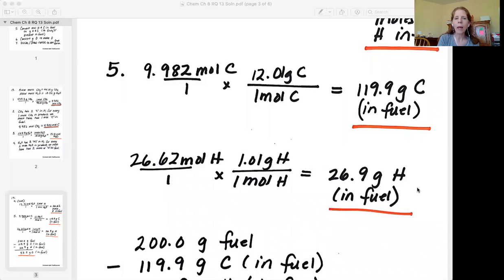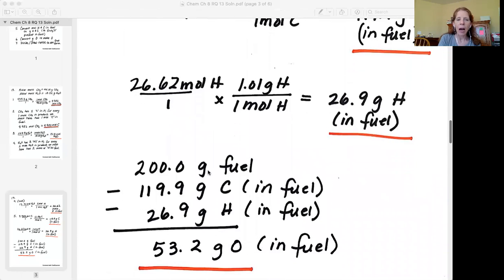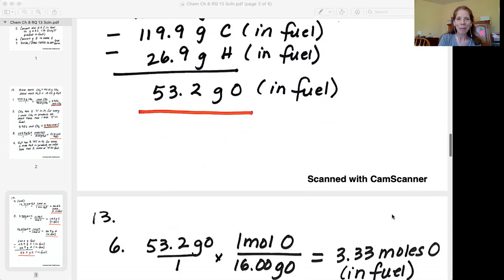Now again, why am I doing that? I'm doing that because I've got to figure out how much oxygen was in my fuel. So I started with 200.0 grams of fuel. I was told that. I know through all the calculations I've done that that represents 119.9 grams of carbon, 26.9 grams of hydrogen. So if I subtract both of those, what's left must be oxygen in my fuel. So that means I have 53.2 grams of oxygen in my fuel. Okay, we're getting there. One step at a time, guys.